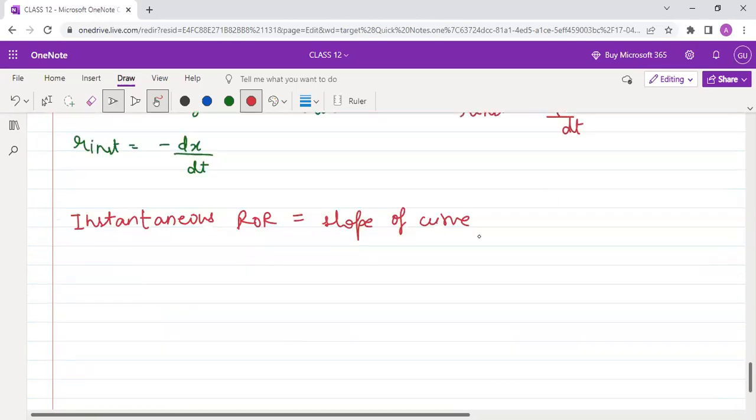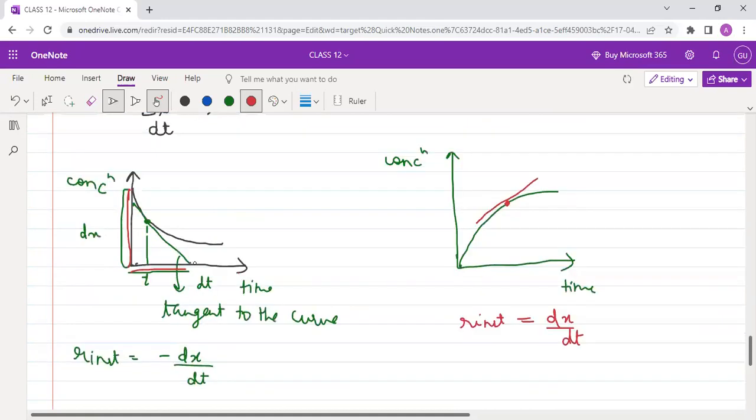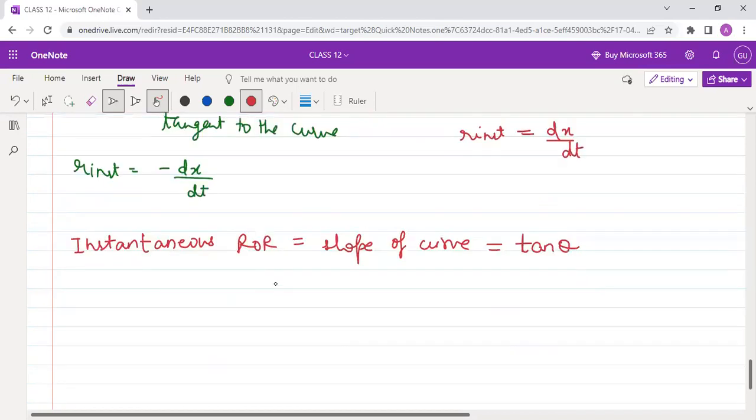And the formula of slope is tan theta. Do you know this? Yes. And theta is the angle made by the tangent with the positive x-axis. Theta is the angle of the tangent with the positive x-axis. So here on the x-axis we have time. Okay, ma'am. So this was about the two types of rates of reaction.